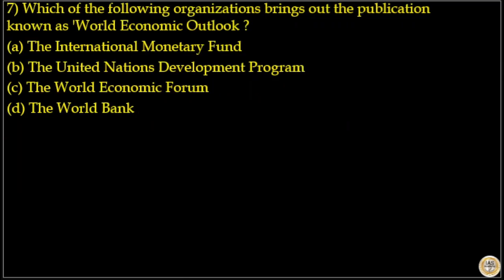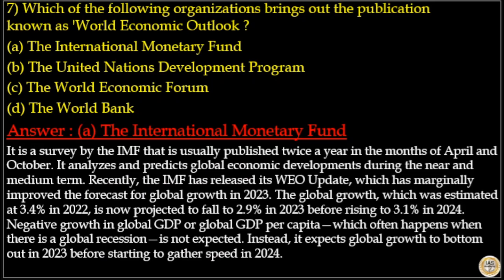Next is, which of the following organizations brings out the publication known as World Economic Outlook? Options are IMF, UN Development Program, World Economic Forum, World Bank. Here the answer to this question is option A, IMF. World Economic Outlook is a survey by the IMF that is usually published twice a year in the months of April and October. It analyzes and predicts global economic developments during the near and medium term.